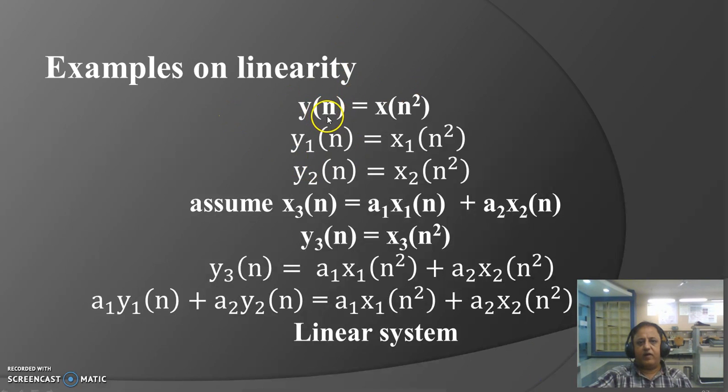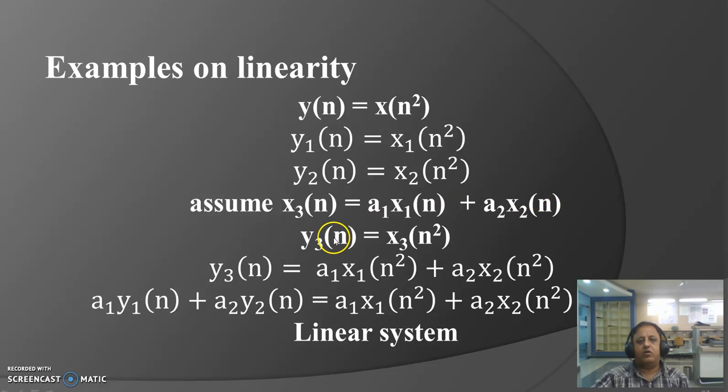Examples: y[n] is equal to x[n] squared. So what do we do? Immediately assume these two, y1[n], y2[n]. We know how to assume this. Also assume x3[n]: always assume x3[n] is a1 x1[n] plus a2 x2[n], if there are two constants; if there are 3, you can take 3.